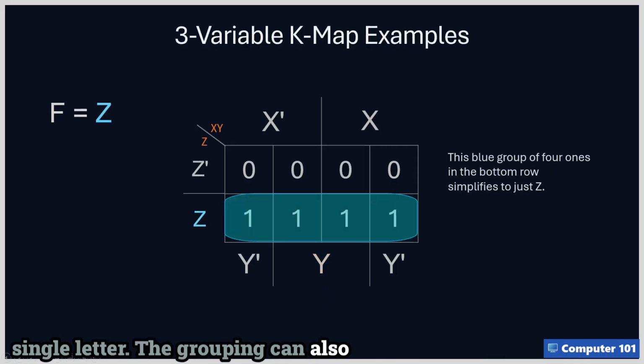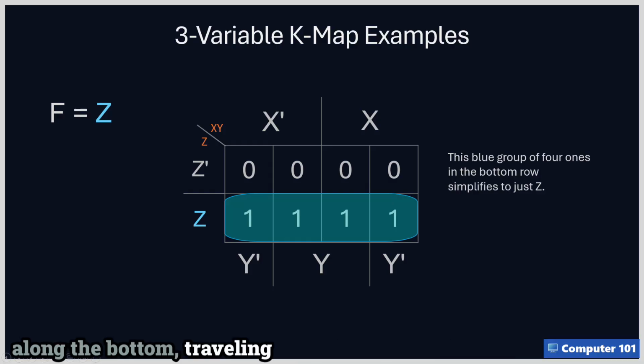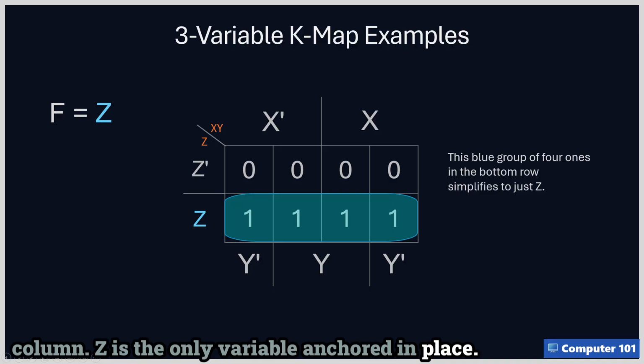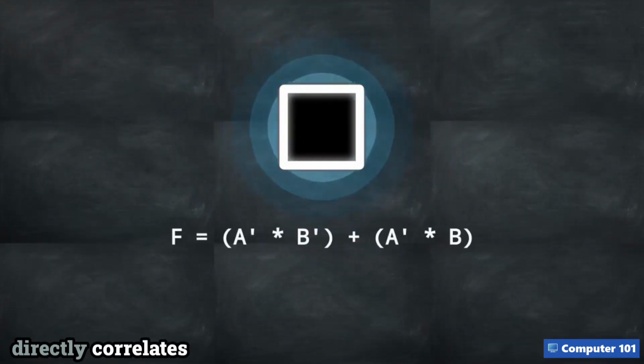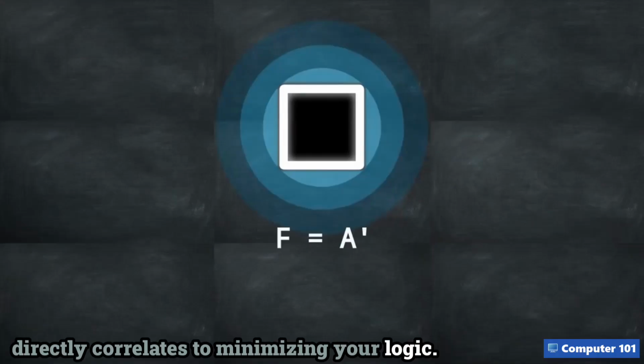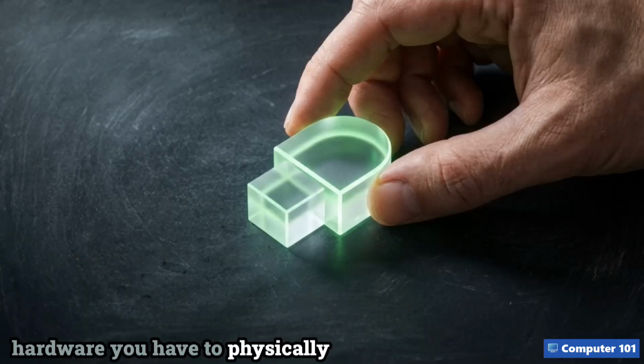The grouping can also stretch out. This diagram shows a continuous light blue row of 4 along the bottom. Traveling horizontally across this span, x and y are constantly shifting from column to column. Z is the only variable anchored in place. Maximizing the physical size of your glowing shapes directly correlates to minimizing your logic. The larger the geometric block you capture, the less hardware you have to physically build.